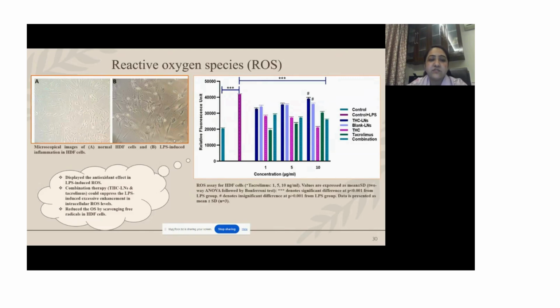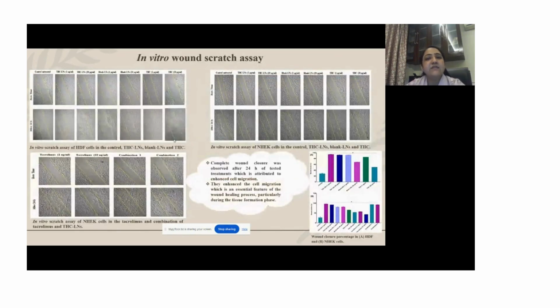So our formulation was found to be stable, and our formulation can reduce the inflammation in the cells, which is caused by LPS. So next is in vitro wound scratch assay for cell migration. I have performed it in HDF cells, in NHEK cells, that is normal human epidermal keratinocytes, and the combination of both the drugs I have used in this method.